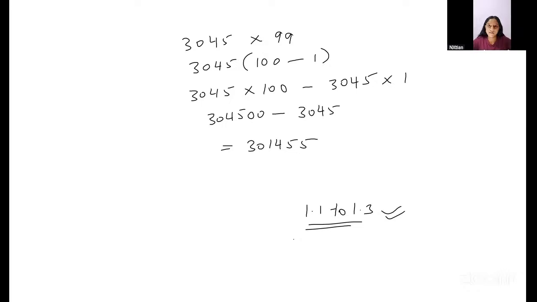Now next comes division. Next comes the properties of division. Until now, we saw the properties of addition, multiplication, and subtraction. Next comes division. What is division basically? Division is dividing something into various parts, into different parts.